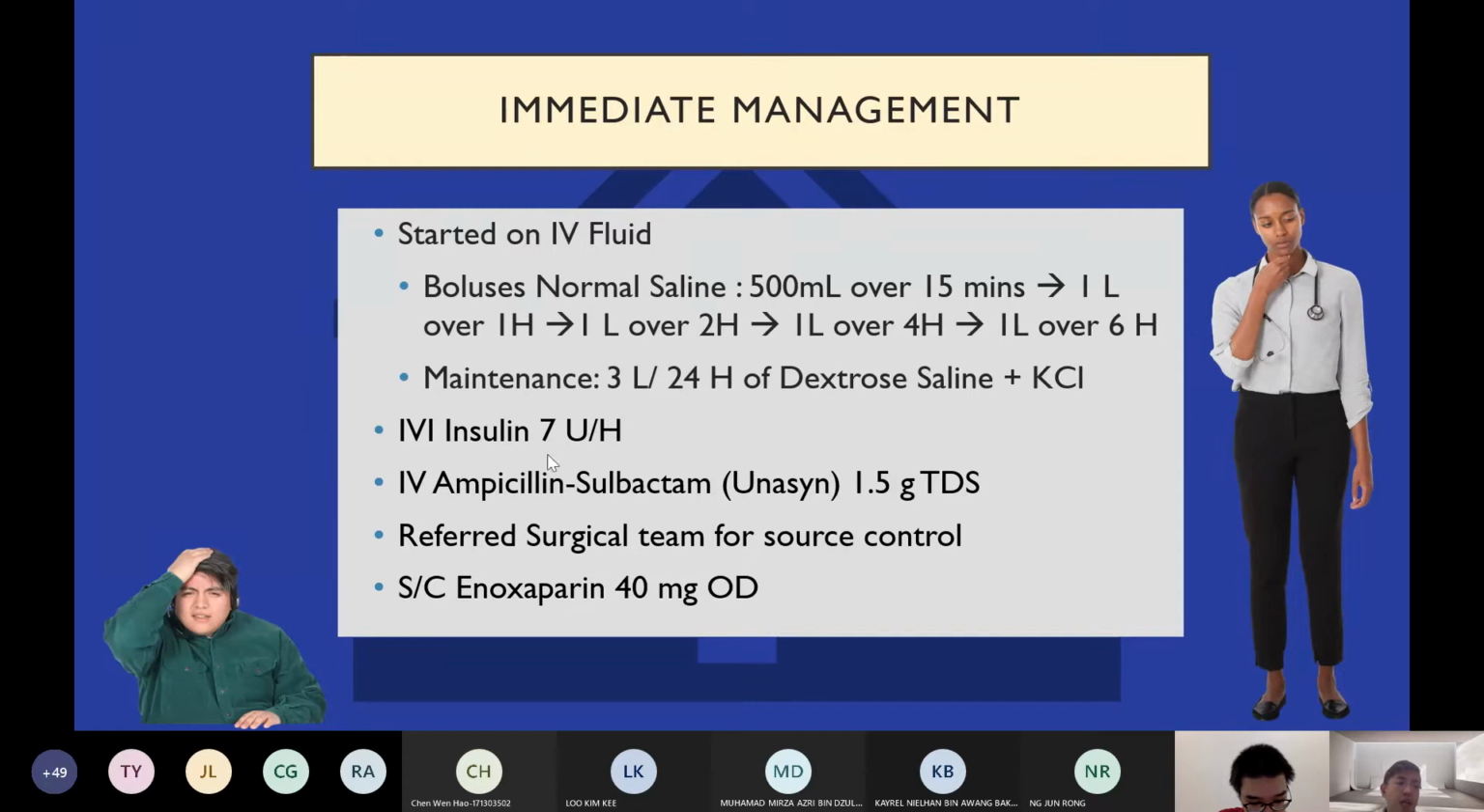And never ever forget that patients who present with DKA or HHS are actually very pro-thrombotic. So meaning because they are very dehydrated, they have a very high risk of developing thromboembolic disease, such as your deep venous thrombosis and your pulmonary embolism. So you started the patient on subcut enoxaparin 40 mg OD as a thromboprophylaxis.